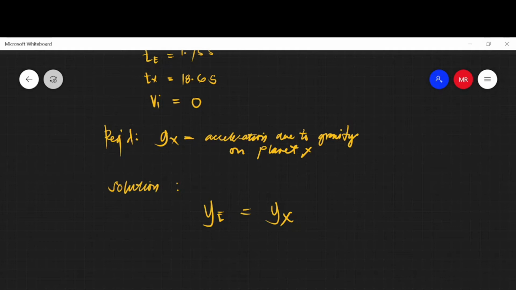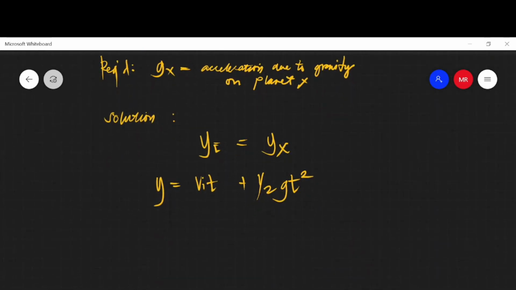Now, from our equation, y is equal to v_i t plus 1/2 g t squared, we can get the gravity on planet X. Of course, this term will be equal to 0 since the stone will be dropped from rest. So the initial velocity is 0. So y will just be equal to 1/2 g t squared.